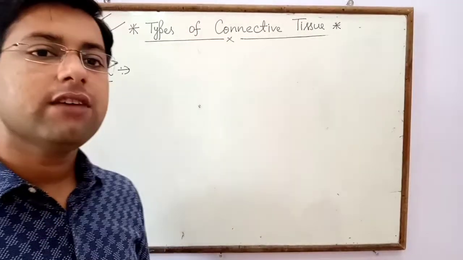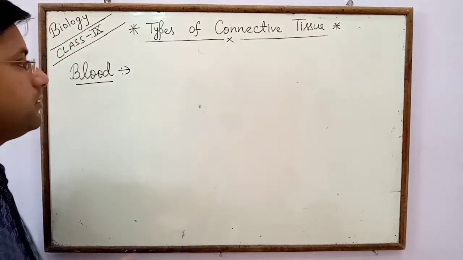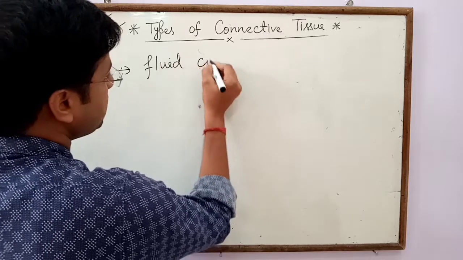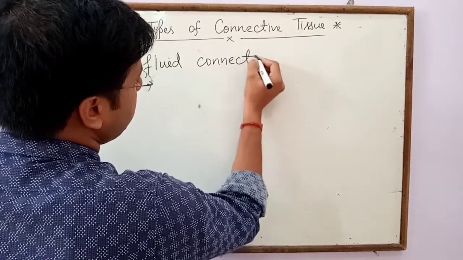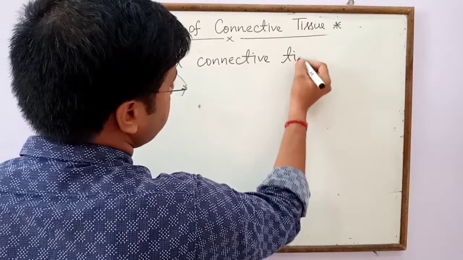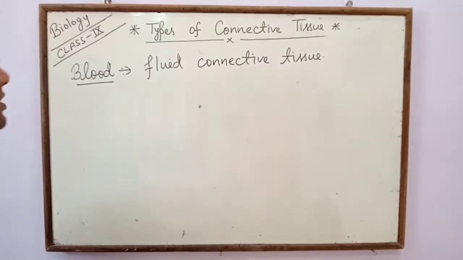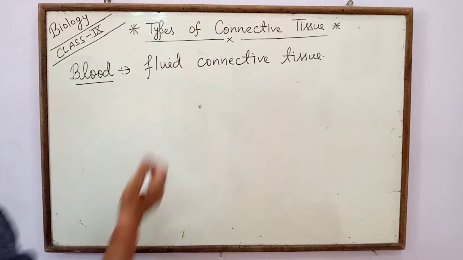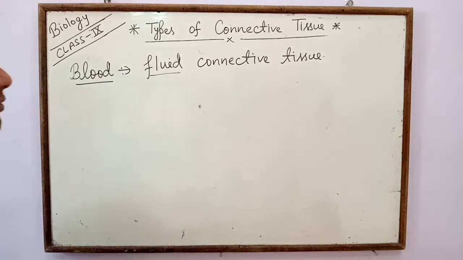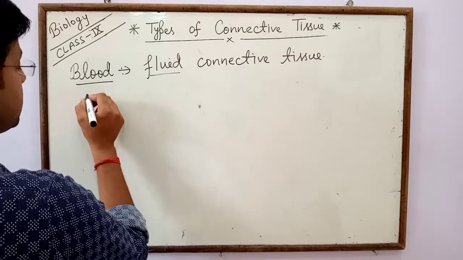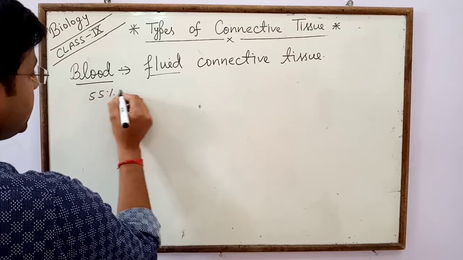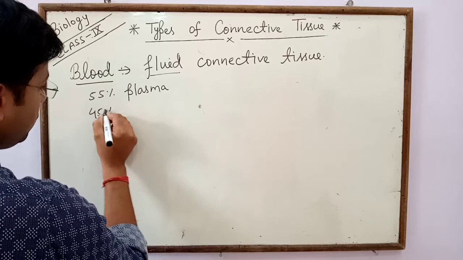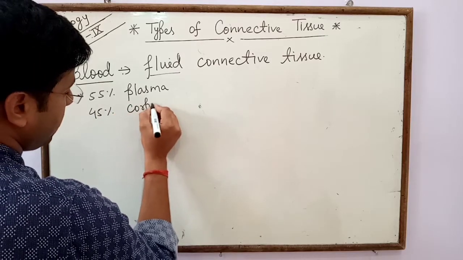Now, in case of connective tissue, the last is blood. Blood is a type of fluid connective tissue. It is also known as vascular tissue. Blood is connected to all parts of our body, and it is present in fluid form, so it is called fluid connective tissue. Blood consists of 55% plasma and 45% blood corpuscles.